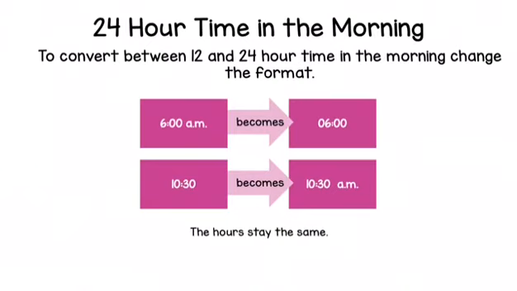Now, if you're converting between 12-hour and 24-hour times in the morning, nothing really changes. So if you had 6 AM, it would just become 06:00. You wouldn't have to change it really at all, apart from adding a 0 in front of the 6. If you were going from 24 hours to 12 hours and you had 10:30, because the number in the hours column is less than 12, we know it's AM. So it would be 10:30 AM. The minutes, like I said, will always stay the same.